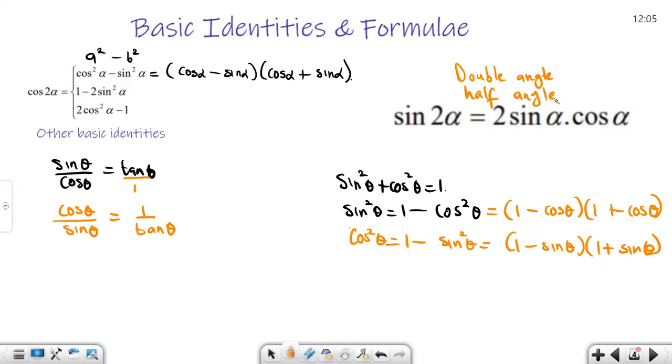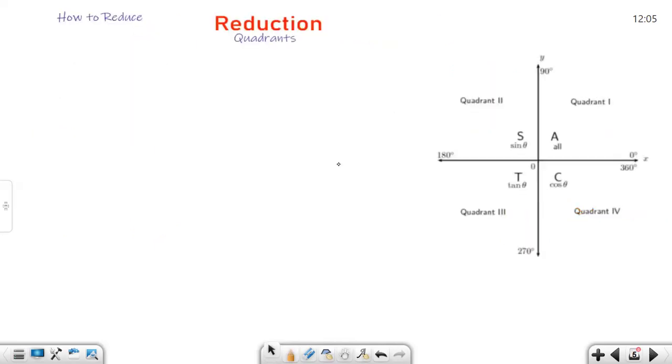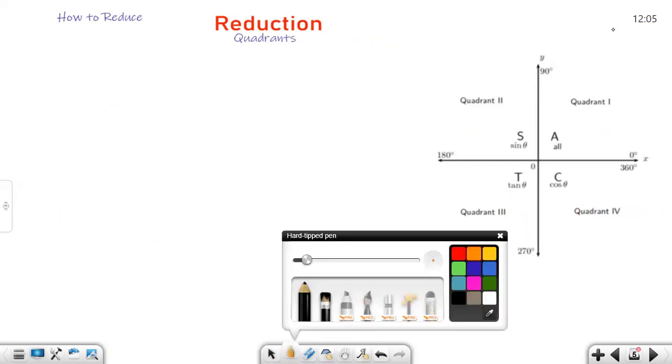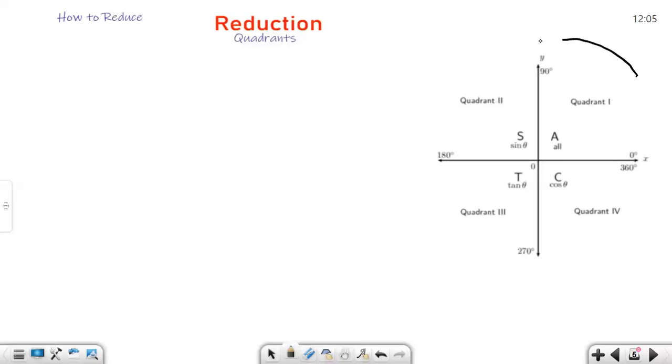I hope everybody's still okay. Let's just quickly move. It's just going to be a quick session, but the idea is to use a calculator. Reduction by quadrant. When we read the angle, we go in an anti-clockwise direction. That's what we know.